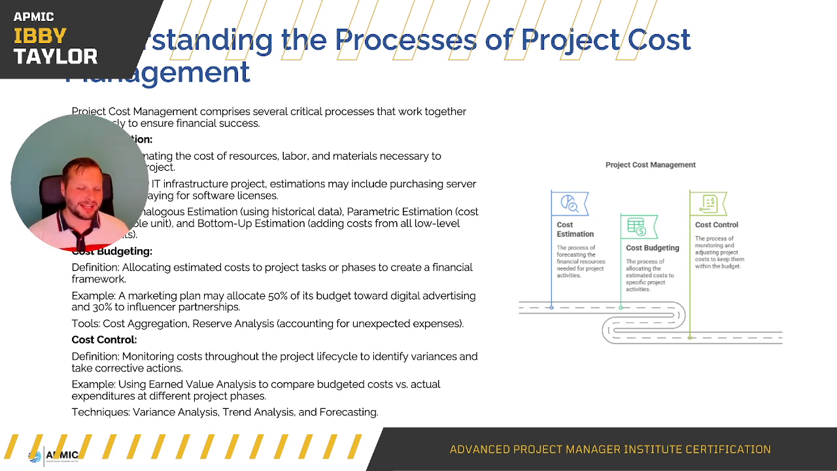Cost budgeting: allocating estimated costs to project tasks or phases to create financial frameworks. So a marketing plan may allocate 50% of its budget towards digital advertising and 30% to influencer partnerships. And there's a lot of projects that now work in this manner, where you take chunks and say, right, 20% of my money's there, 30%'s there, 30%'s there.